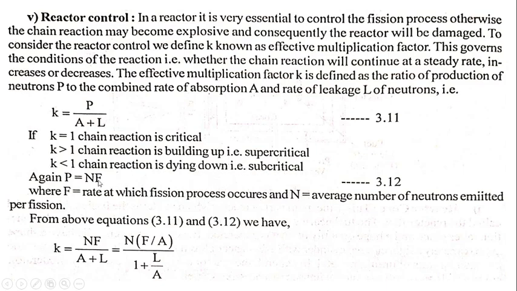Again, P equals N F, where F equals the rate at which the fission process occurs, and N equals the average number of neutrons emitted per fission. Now from the above equations we get K equals N F upon A plus L, equals N F upon A, upon 1 plus L upon A.